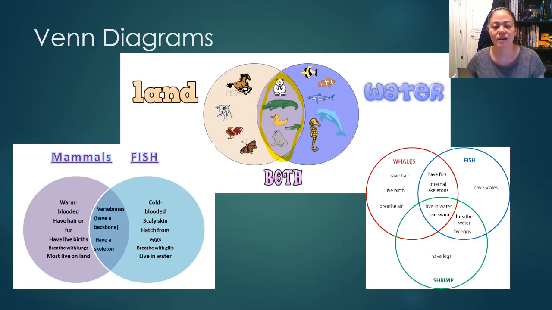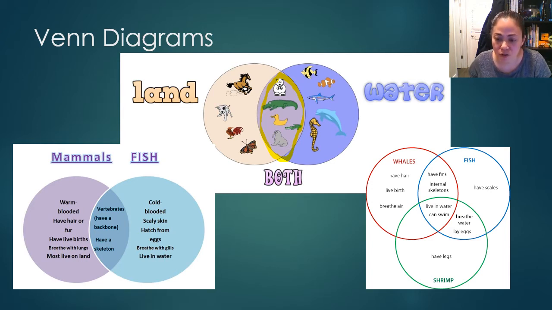Here's another way Venn diagrams can get more complex, in that you can have more than just 2 circles. You can have 3 circles. In fact, you can have a dozen circles. But here's one with 3 circles, and you see how many more categories or groupings we now have. So we have a circle for characteristics of whales, a circle for characteristics of fish, and a third circle for characteristics of shrimp.